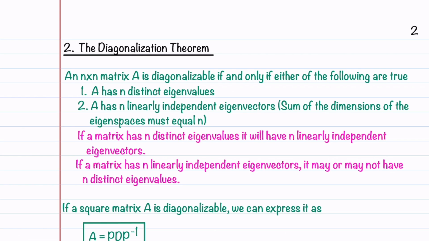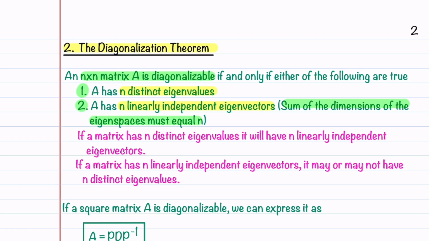Before we can diagonalize a matrix, we need to know if it can be diagonalized and what the structure of a diagonalized matrix looks like. The Diagonalization Theorem provides us with all this information. An n by n matrix A is diagonalizable if and only if either one of the following are true. 1, A has n distinct eigenvalues, and/or 2, A has n linearly independent eigenvectors. If A has n linearly independent eigenvectors, the sum of the dimensions of the eigenspaces is going to equal n.